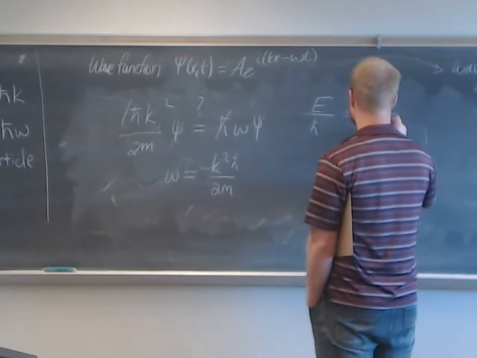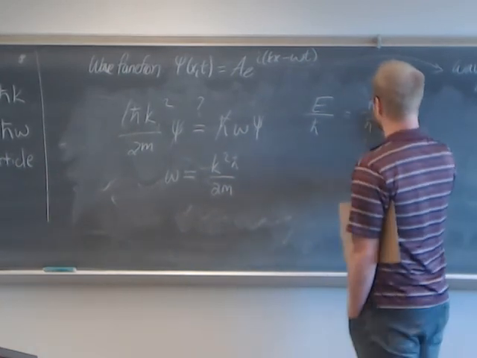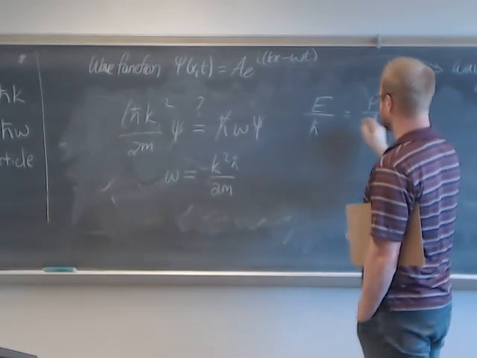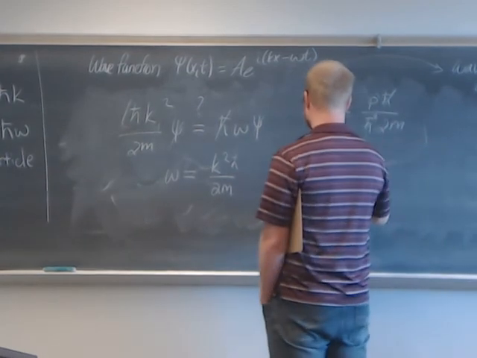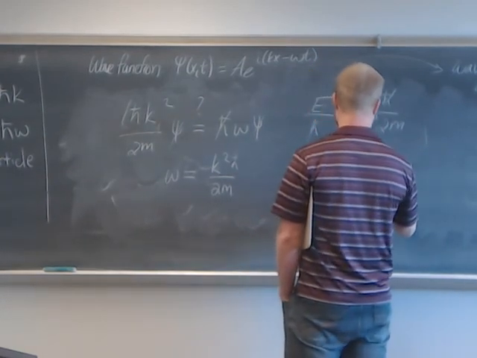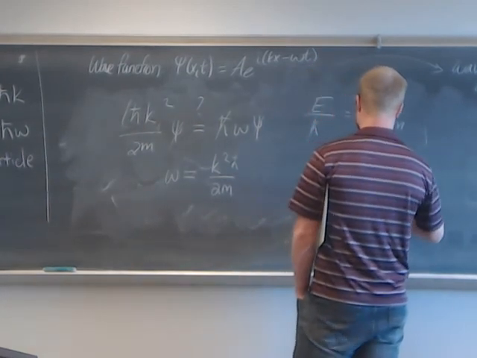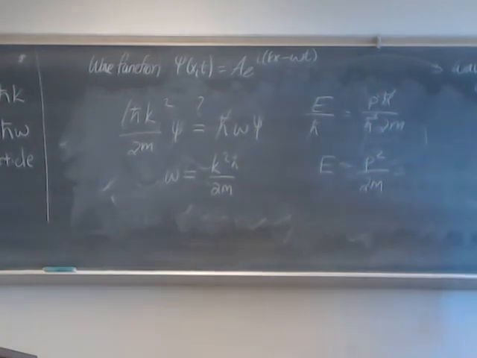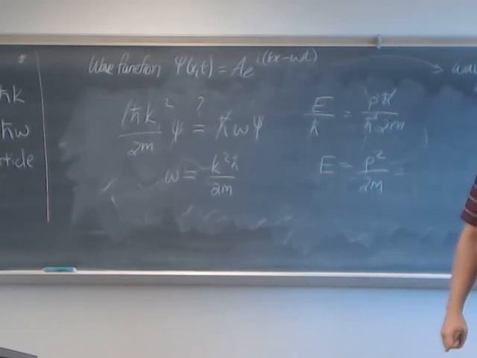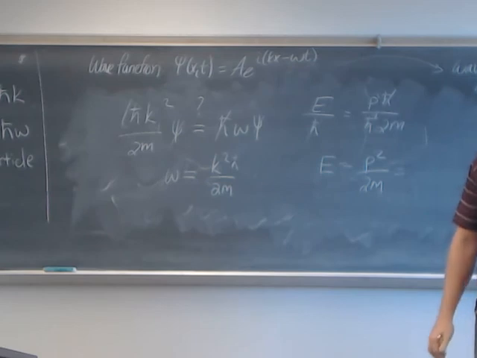And I'm still going to end up with a 2m. This h cancels with the other h. We end up with the grand equation E equals p squared over 2m. Anybody recognize that yet? That's an actual equation. What is p squared over 2m though? We talked about this. It is kinetic energy.